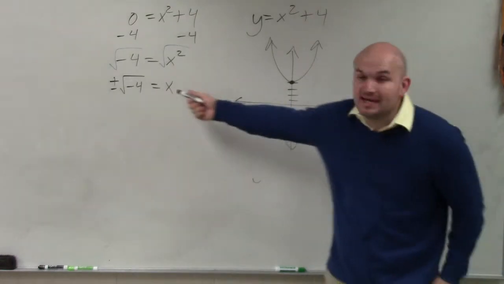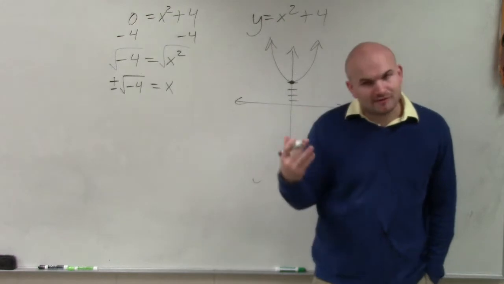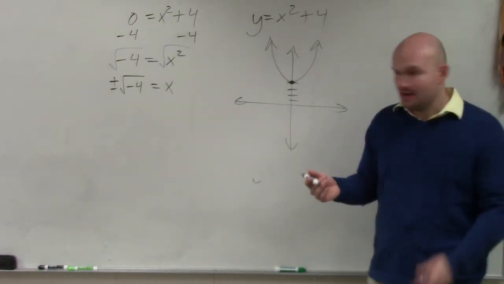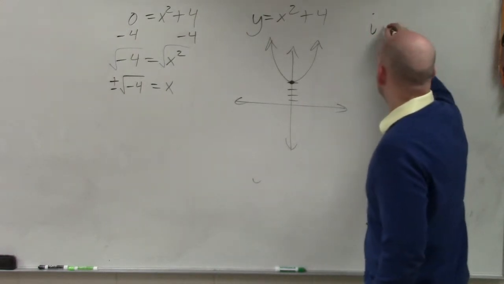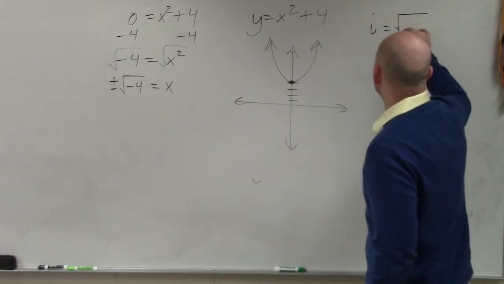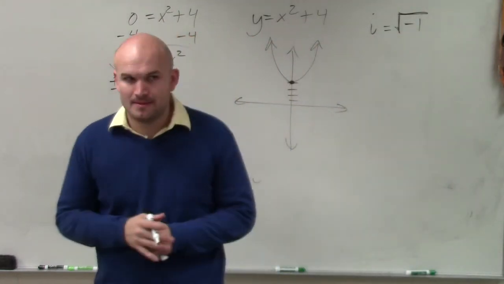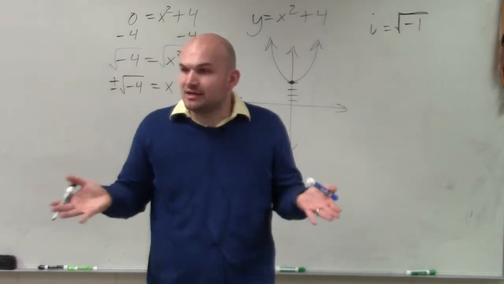Ladies and gentlemen, we know we can't take the square root of a negative number, right? Yes? However, we've created what we call our imaginary unit. And our imaginary unit is what we call i. And what i represents is the square root of negative 1. OK? So it represents taking the square root of a negative number.